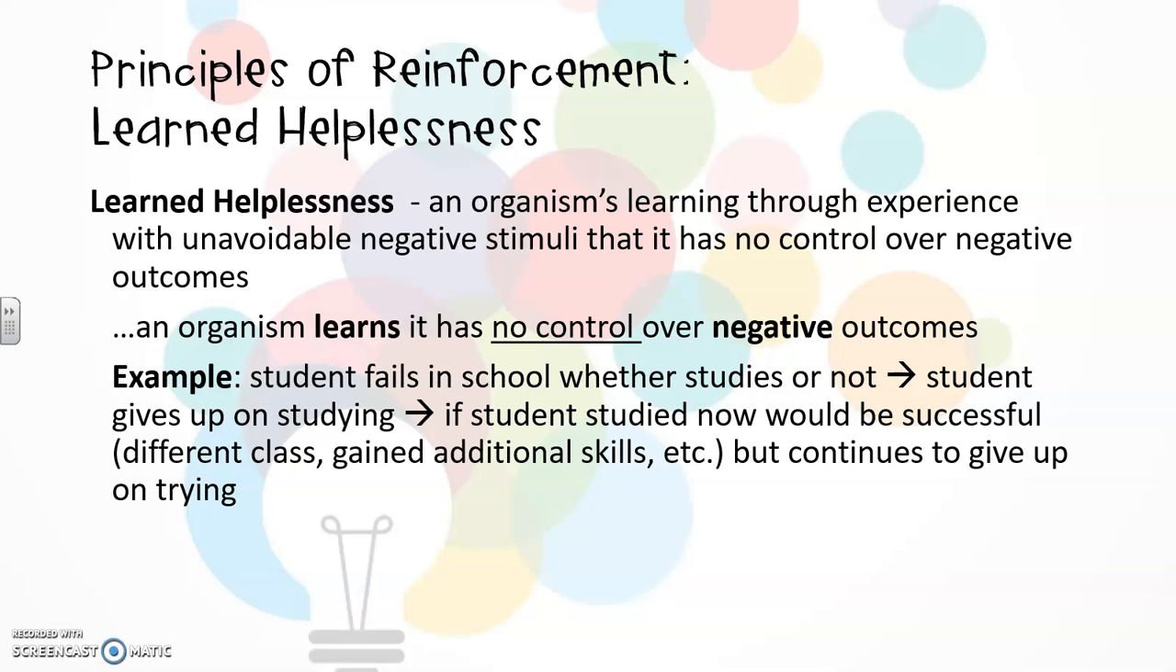Next, we have learned helplessness. And this is an organism's learning through experience with unavoidable negative stimuli that it is no longer in control over negative outcomes. Learned helplessness we see a lot in schools. If you guys look at this example, a student fails in school whether they study or not, so the student gives up on studying. We know if he studied or she studied or went to the teacher for help or tutoring, they might do better or improve their study skills. It could be better. However, this person just continues to give up.